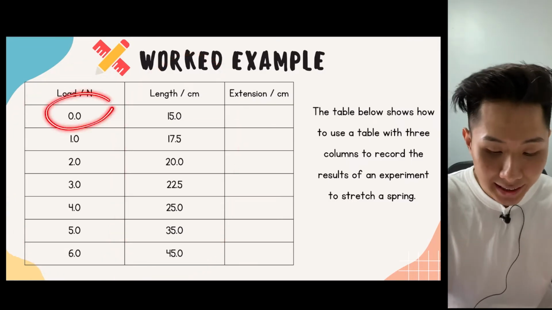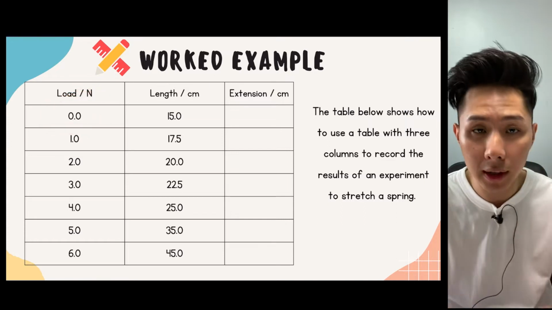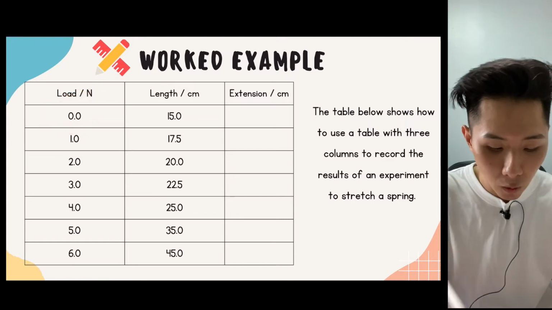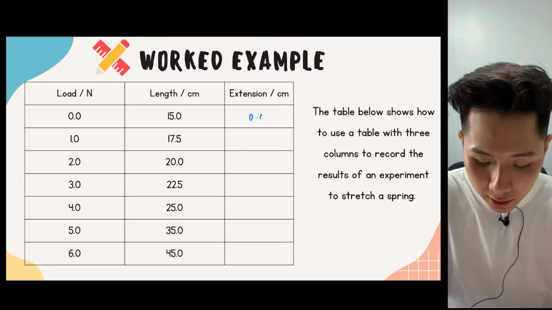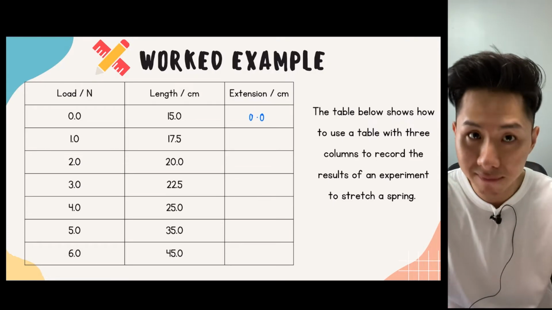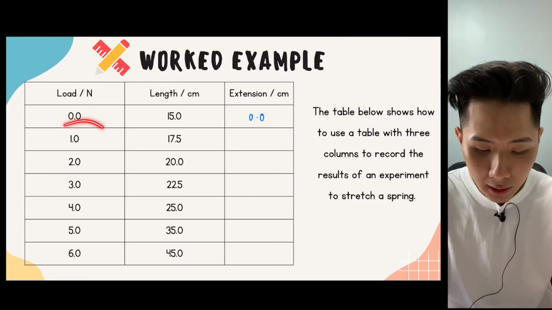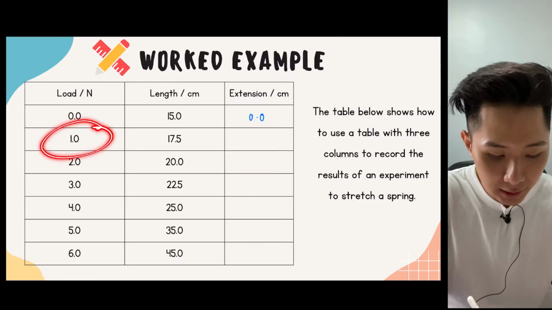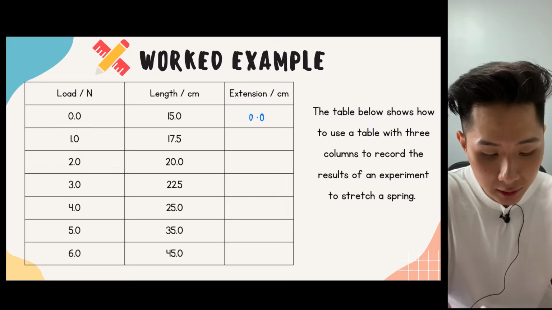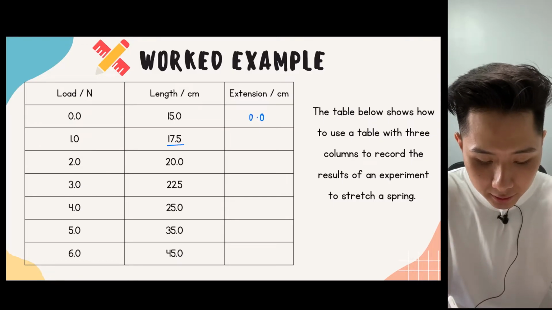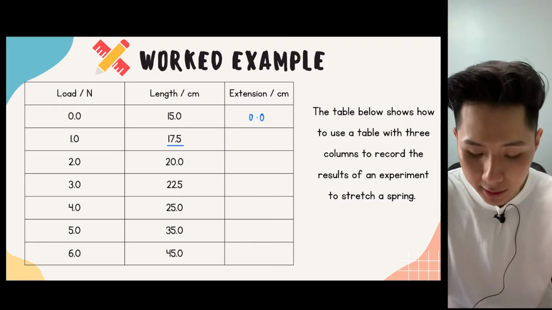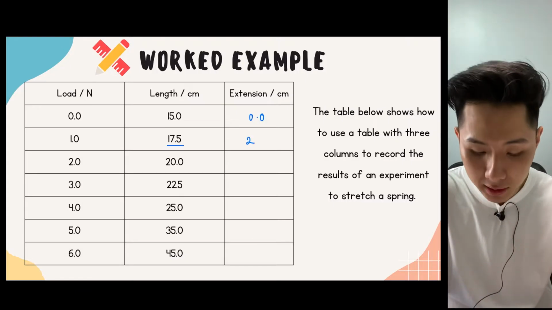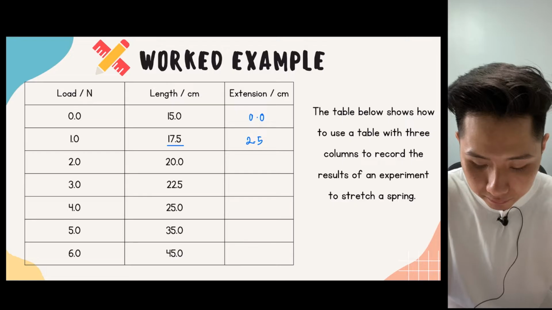Let's say we start with a load of 0 Newton, which means we don't put anything in. I'm going to have no extension, so the extension here should be 0, meaning the length is the original length. As I increase the load to 1 Newton, the length of the spring becomes 17.5, meaning now the extension is 17.5 minus 15, which gives 2.5.